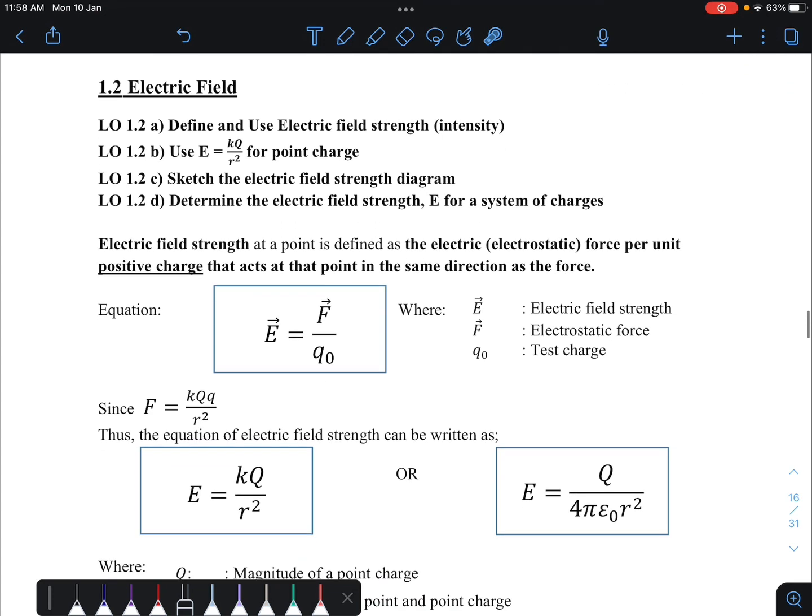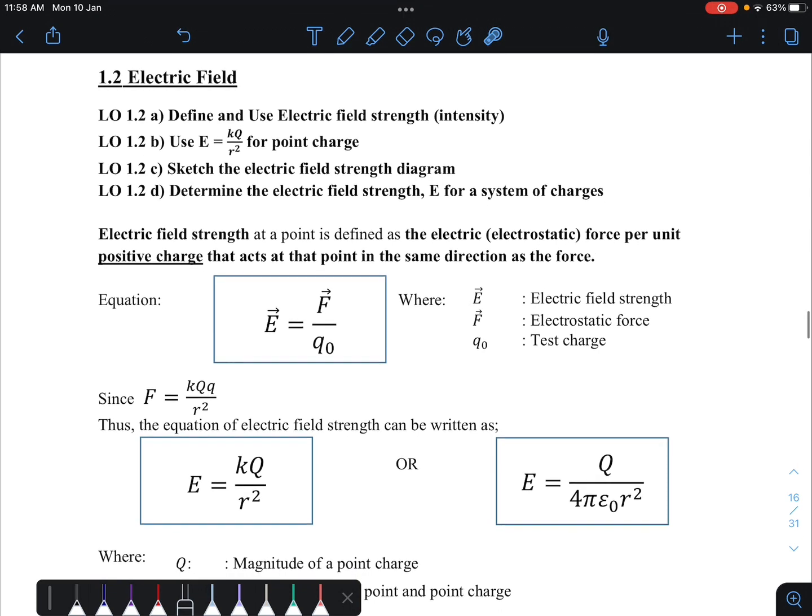So there are 4 learning objectives in this subtopic. The first one is to define and use electric field strength, also known as electric field intensity, and use E equals KQ over R square for point charges, sketch the electric field strength diagram, and determine the electric field strength E for the system of charges.